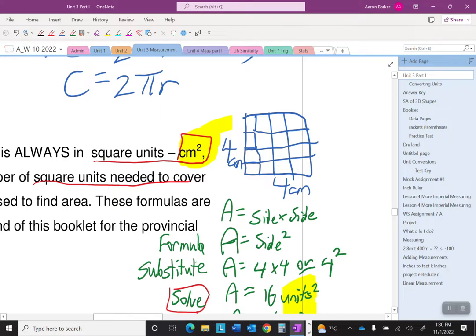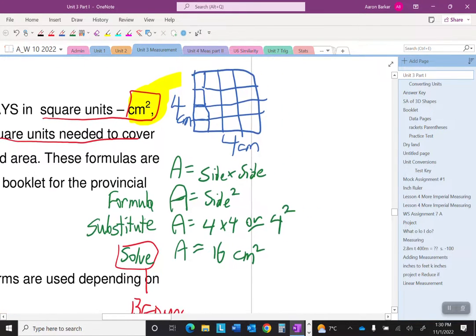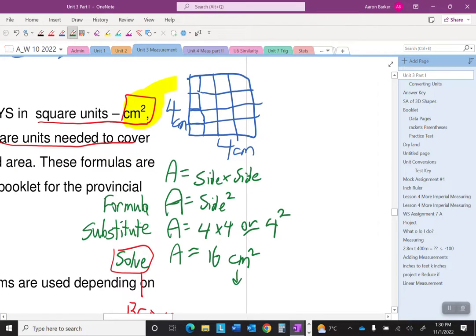But Mr. Barker wrote down centimeters, so then you should have centimeters squared. Okay, so we can change this one here to centimeters squared. If I don't have anything, then you can write down units squared. Or I've even seen this, U squared, like a capital U.